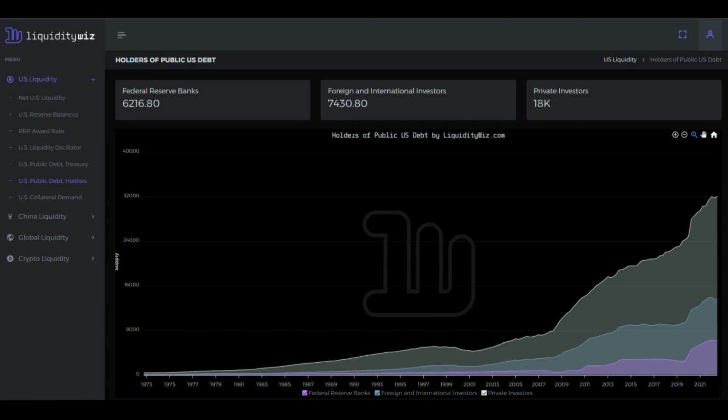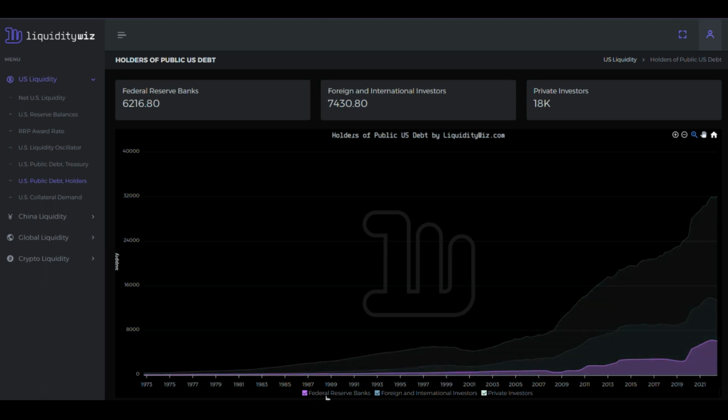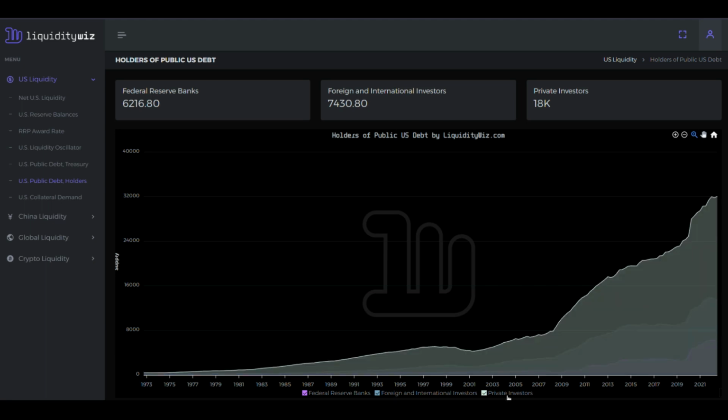Let's take a look at the holders of public debt chart, where you can see the total amount of outstanding debt from the Treasury and the size of the main three different categories of buyers. We have Federal Reserve banks, foreign and international investors, and the US private sector. As you can tell, when the US Treasury issues new debt, the biggest buyers are by far private investors that you can see in green.